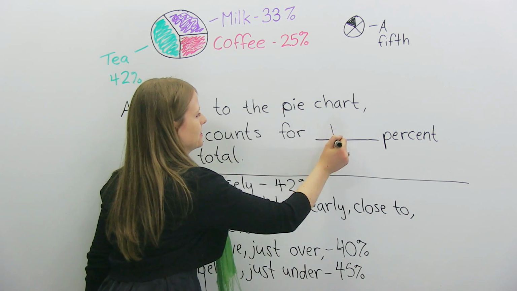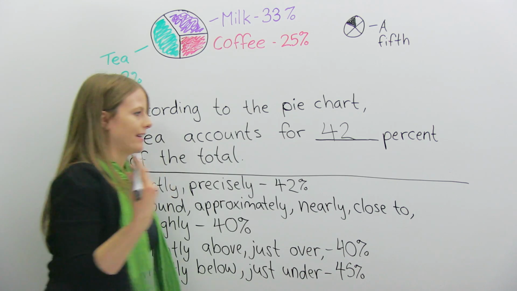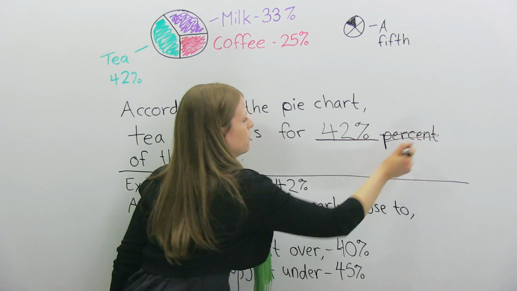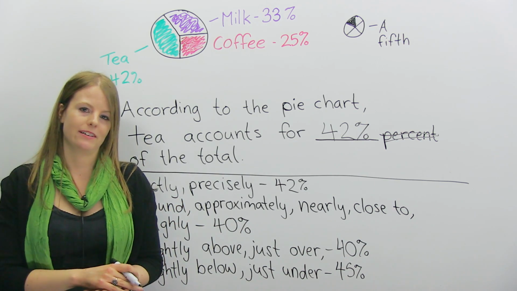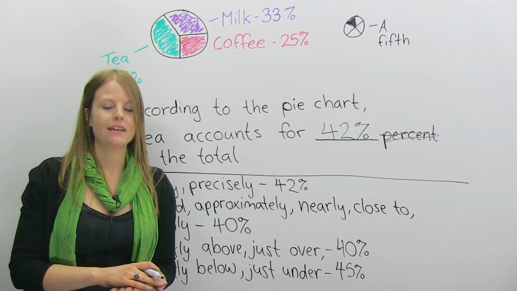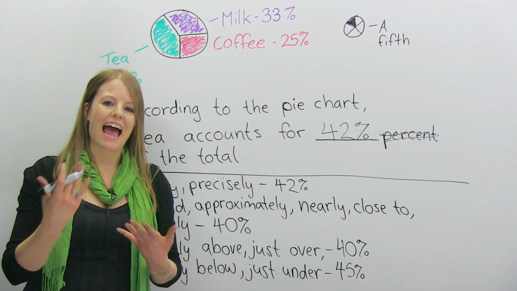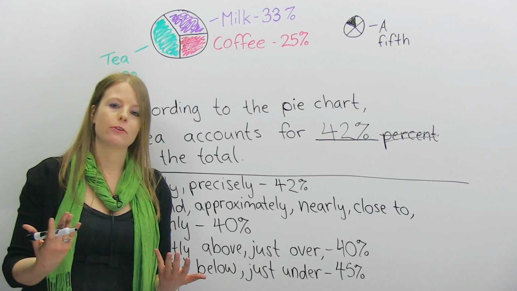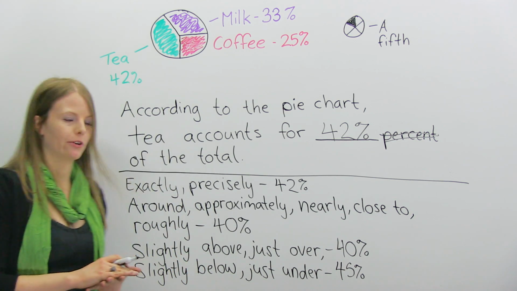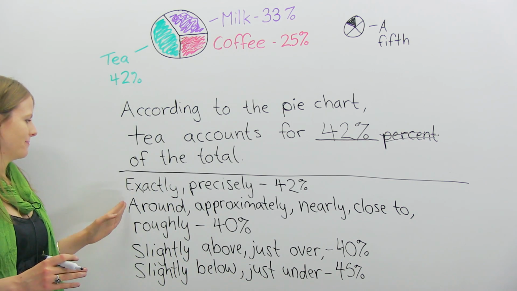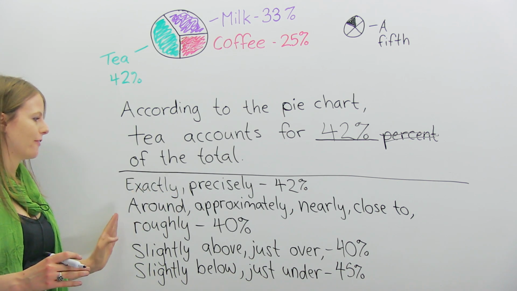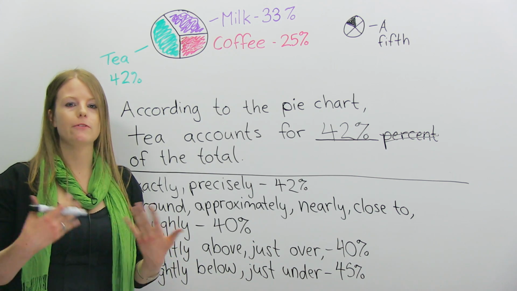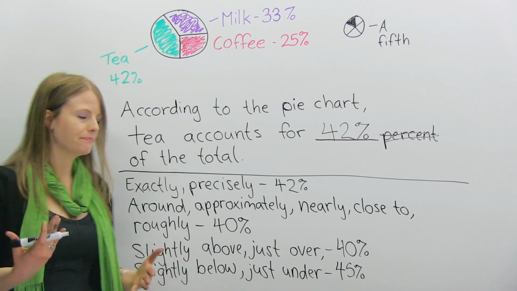And again, if I want, I can write it as a number. I could even go like this and get rid of the word percent. There's different ways I can do it. They're all correct. Now, one thing you can do is add words in order to be a little bit more specific and to help your vocabulary score. So I have some words here. Exactly, precisely, around, approximately, nearly, and so forth. So these can help you with your vocabulary mark to get a higher score.